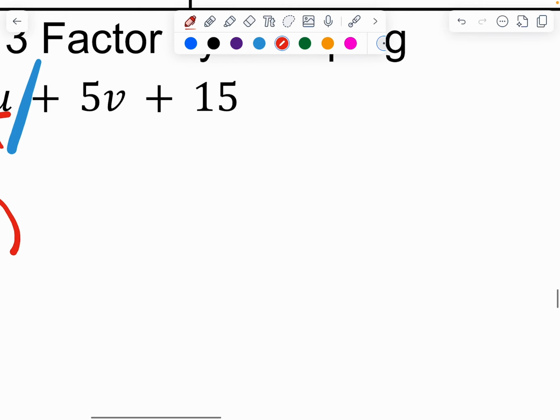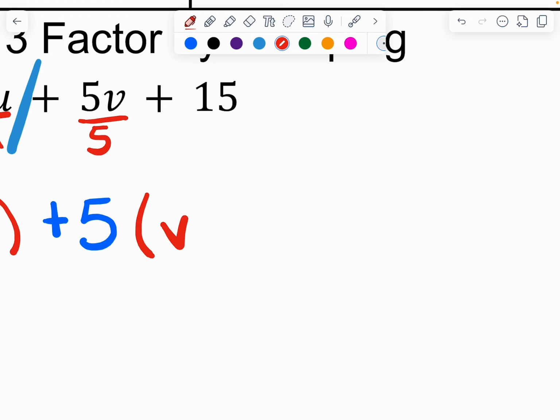Then I'm going to look over here. I'm going to do plus. What do these have in common? They have a 5 in common. So if I divide this by 5, I get v. If I divide this by 5, I get 3.